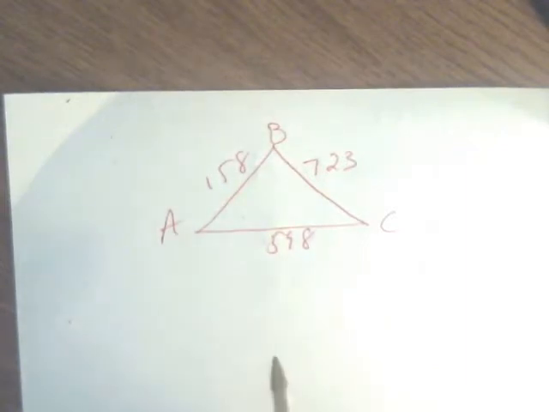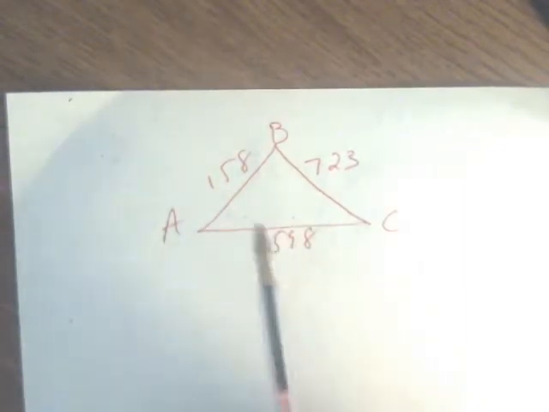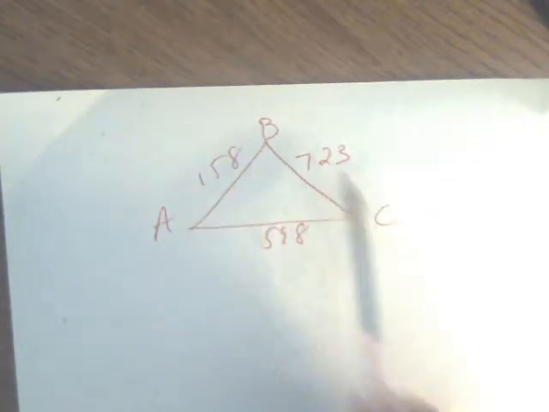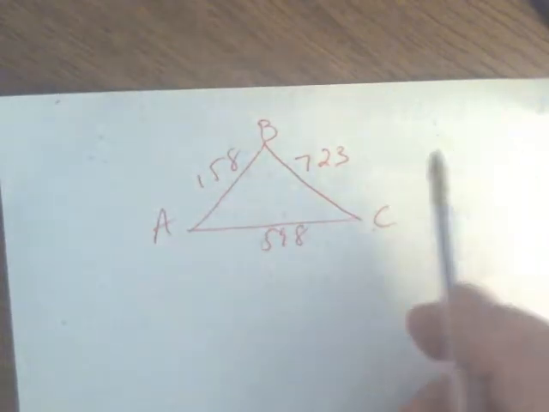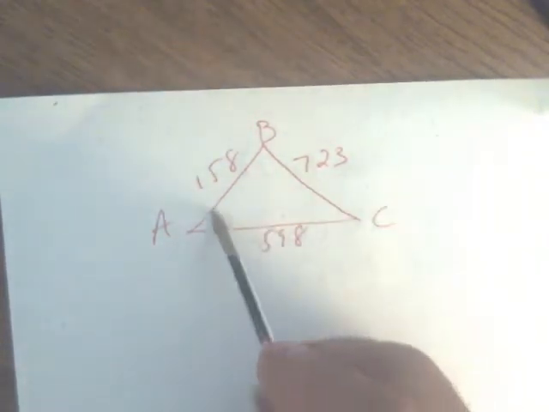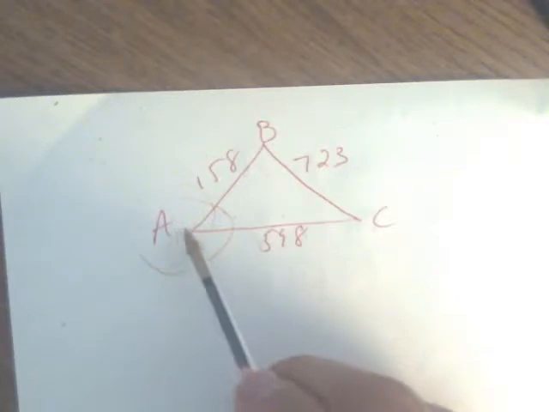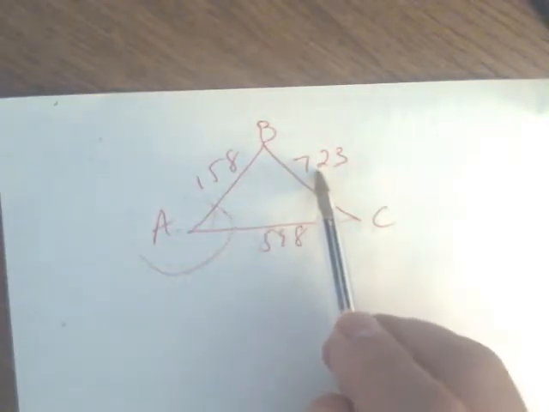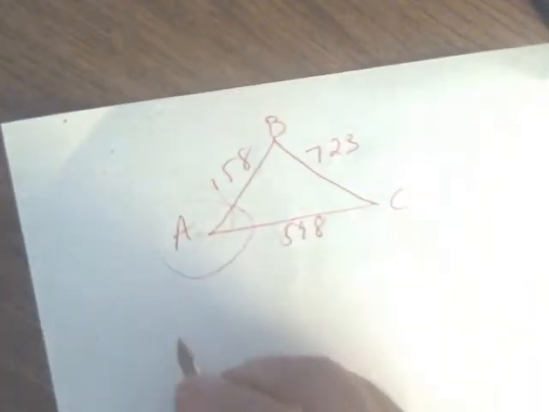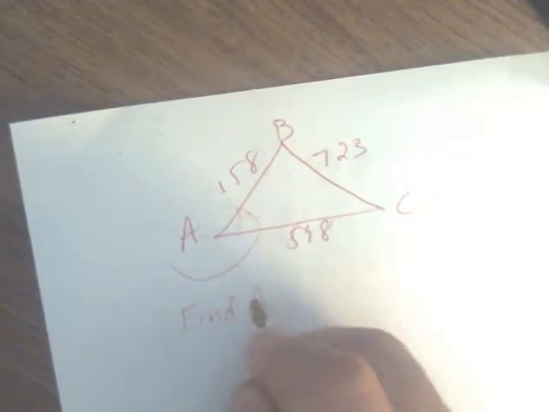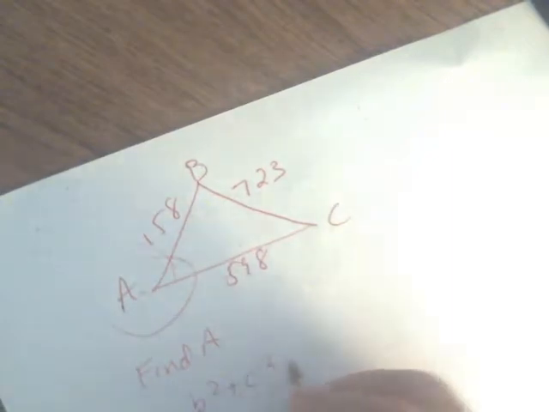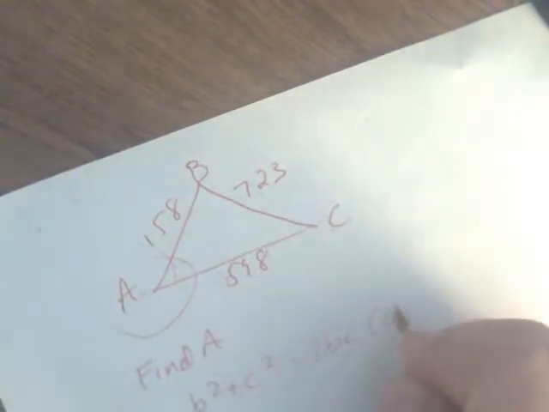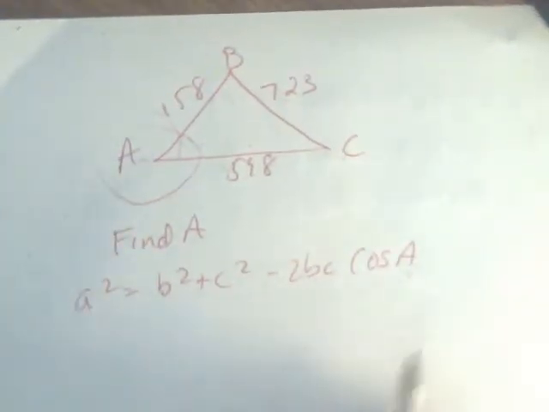So we can't use the law of sines because we need an angle. But law of cosines allows me to find one of the angles. The one we find when we don't know which one to choose, we always choose the angle opposite the largest side. So I'm going to find angle A. So this is the formula we use that involves angle A.